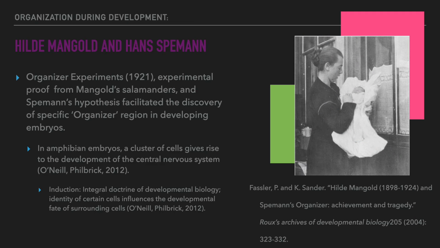The next step historically for understanding embryonic development was understanding organization during development. This was achieved through Hilde Mangold and Hans Spemann's organizer experiments of 1921. Experimental proof from Mangold's salamanders and Spemann's hypothesis facilitated the discovery of specific organizer regions in developing embryos. In amphibian embryos, a cluster of cells gives rise to the development of the central nervous system.